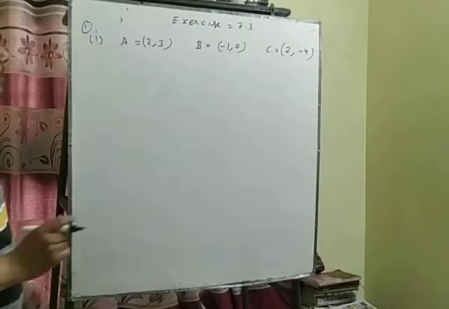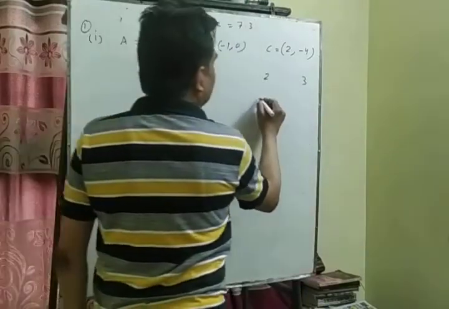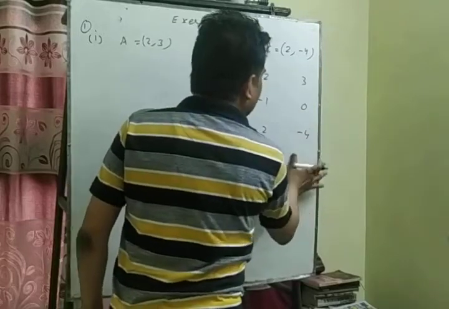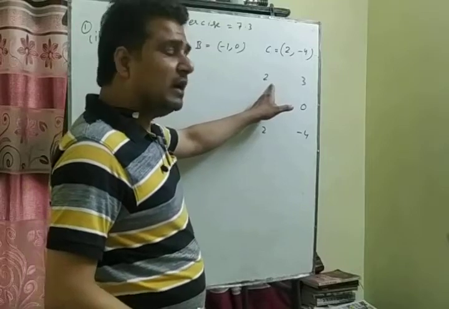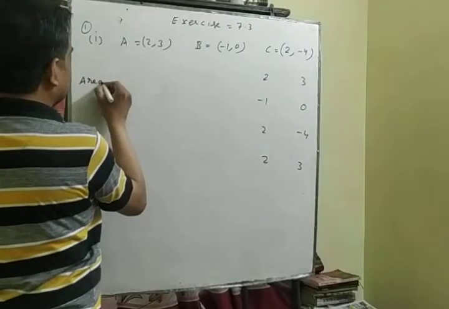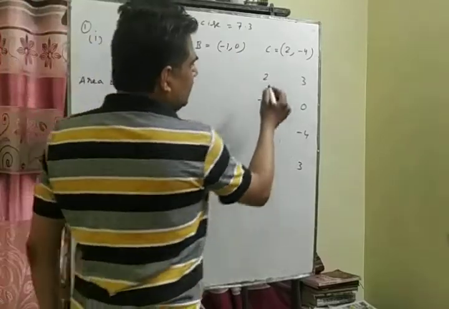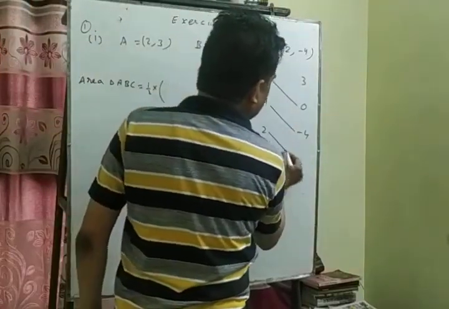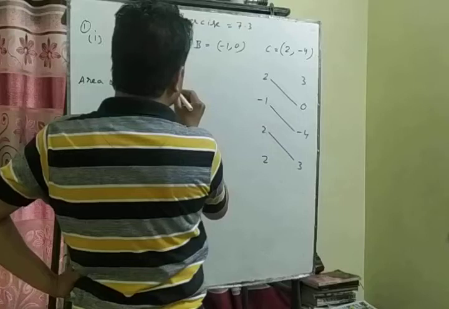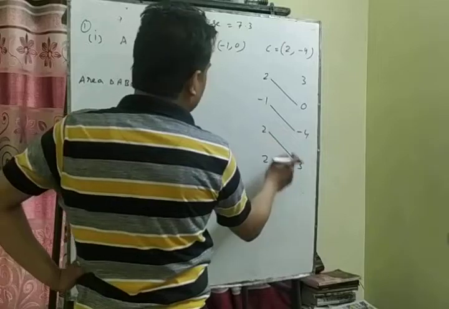We have a formula. Firstly we write 2, 3. After that write -1, 0. After that 2, -4. After that we write the first term again, 2, 3. Area of triangle ABC is equal to half into, firstly this type multiply: 2 multiply with 0 is 0, 1 multiply 4 is 4, plus 4 into 4 is 4, plus 2 into 3 is 6.